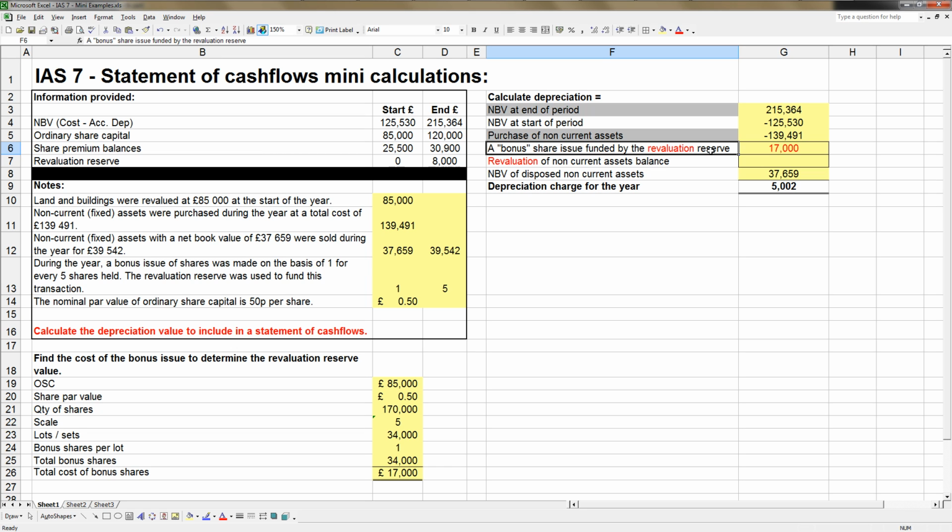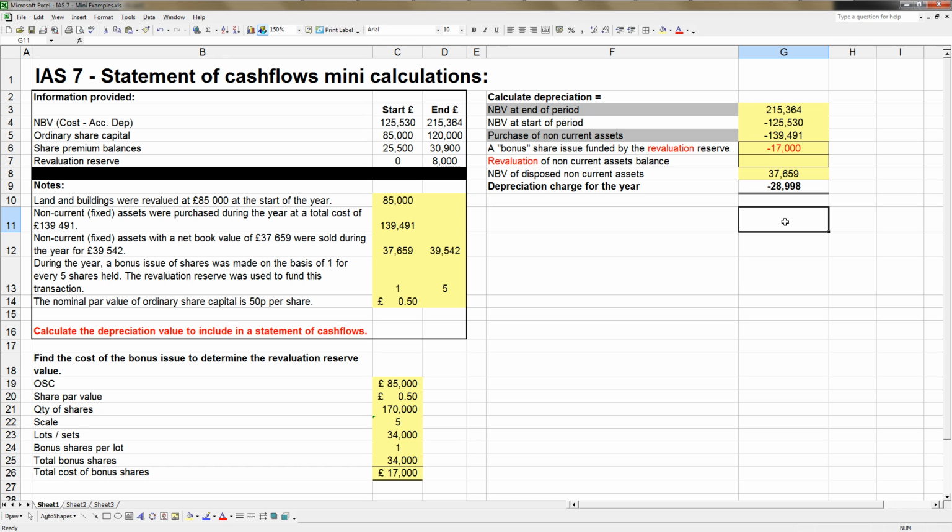So why is it minus? Let's clarify this. It's a minus because if there's an upwards revaluation, that means at the time it happened, that would increase net book value. So that means that we would increase the starting NBV. Now again, we're looking at it from the end of the period, so we're going backwards. So if it was to increase the NBV at the start, we now must decrease it. So it's a negative 17,000.